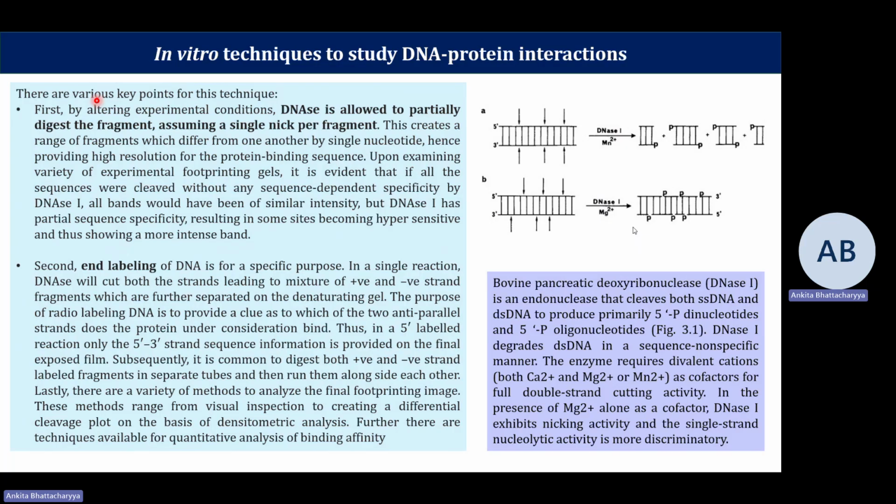So next, end labeling of DNA is also extremely crucial. Why? In one reaction, DNase is going to cut both strands. That leads to a mixture of positive and negative strand fragments, which are further separated on the denaturing gel. The purpose of radio labeling DNA, or in any way labeling DNA, either by a fluorescent tag or by some other moiety, is to make it visualizable and detectable.